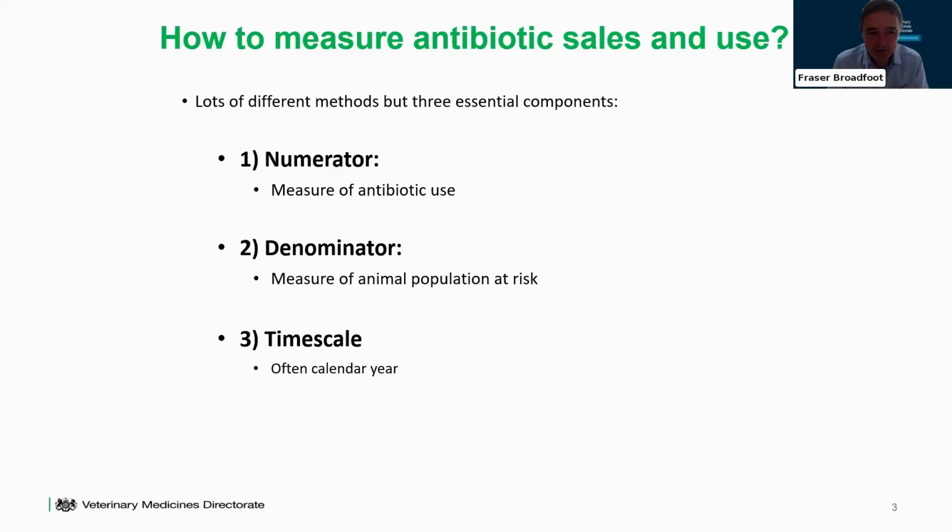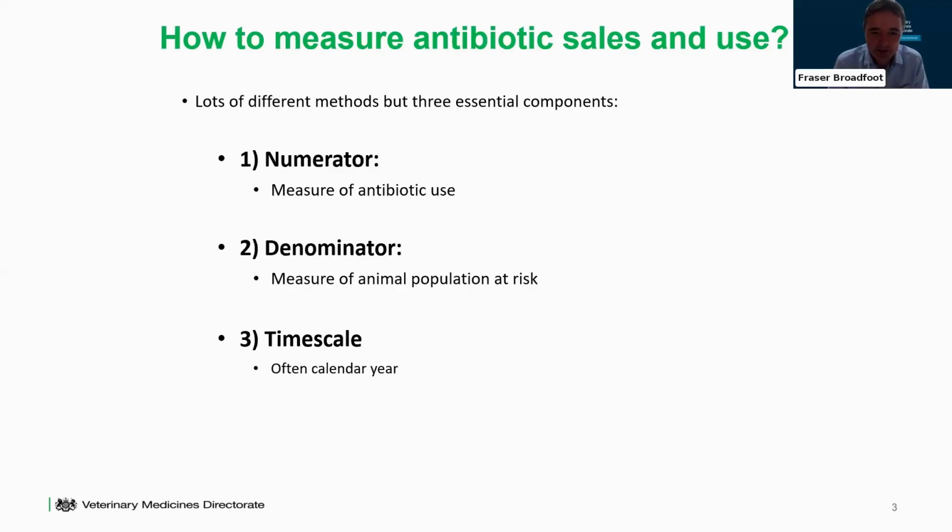Most metrics that you see are calendar year based, and that's because we know that some farming systems can be seasonal, so you can have higher antibiotic use at some times of year than at other times of year, and having a whole calendar year helps even that out. It doesn't have to be calendar year. Some people collect antibiotic use at a batch level, so you're looking at each batch of animals to look at the antibiotic use within that batch. But for national reporting, most commonly it's calendar year that's used.